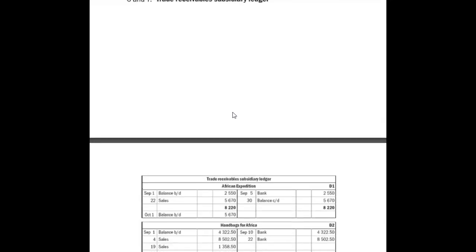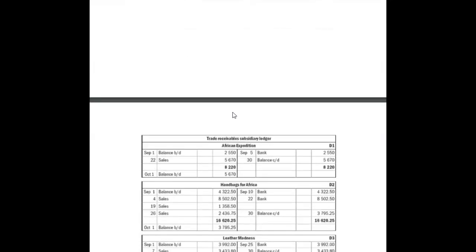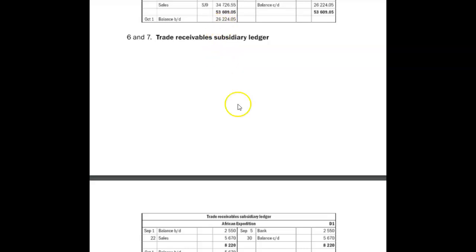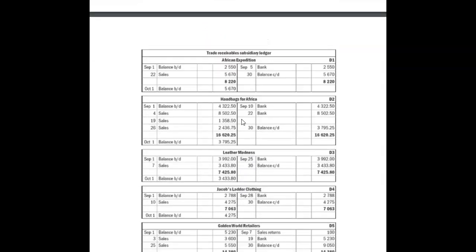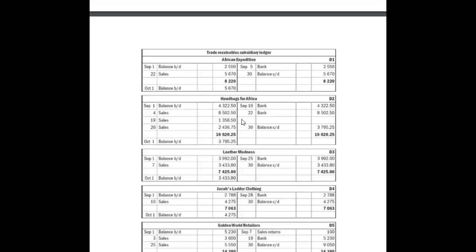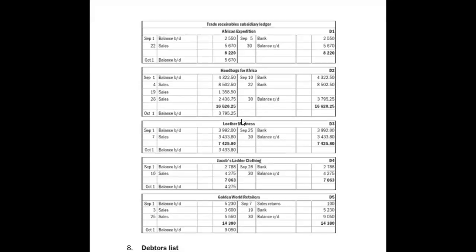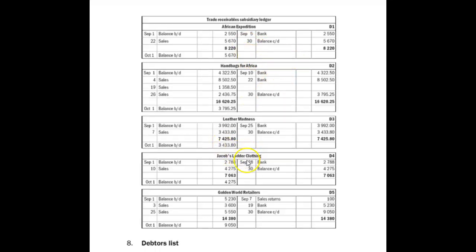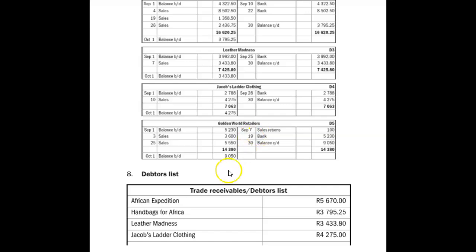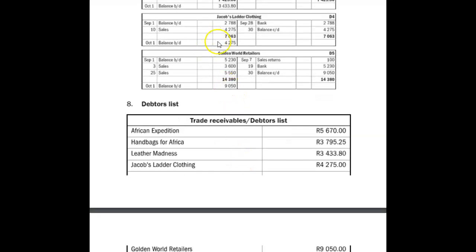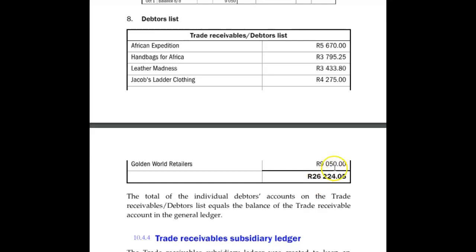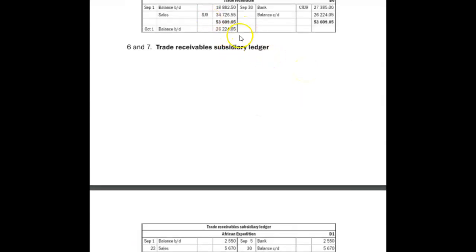Now, what is the subsidiary ledger? The subsidiary ledger takes this amount, 26,000 and whatever, and breaks it up into where that money is coming from. So basically it's taking all your debtors, naming all your debtors. Each debtor has a separate account, and everything over here is then summarized to the debtors list. So all these balances are put over here, and it should equal 26,224 here, 26,224, perfect.